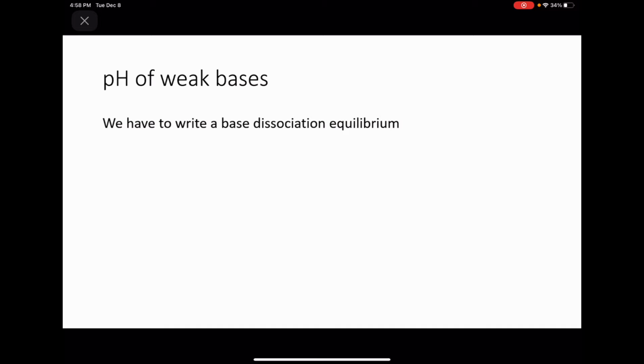Now what about if we have a weak base? In this case, we've got to write a base dissociation equilibrium expression, as opposed to weak acids where we wrote an acid dissociation. This is a base dissociation. So we've got NH3 as our weak base. H2O is going to act as our acid, so base plus acid.